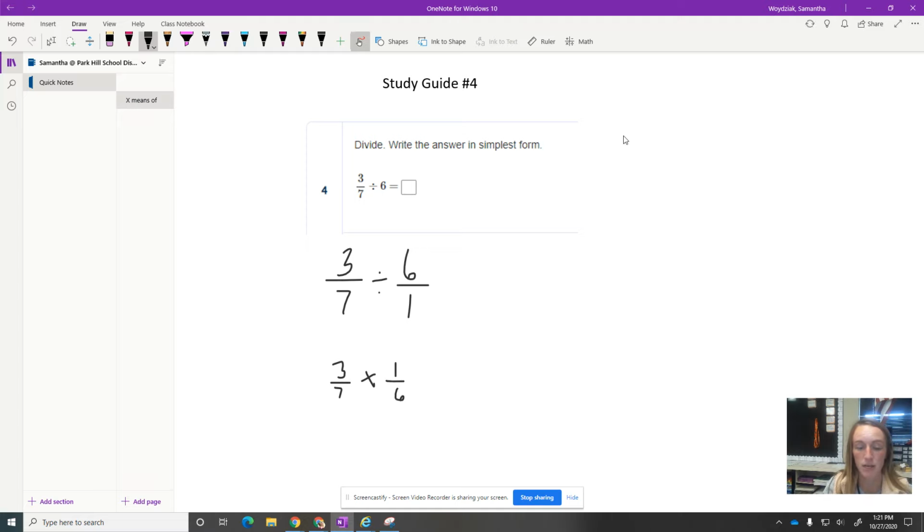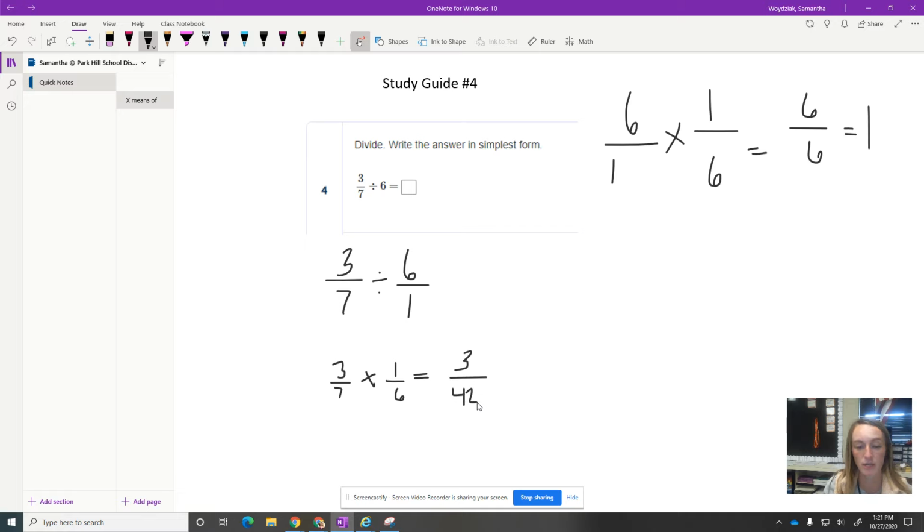And reciprocal means that if I take 6 over 1 and multiply it by its reciprocal, 1 over 6, I should end up with 1. So 6 times 1 is 6, 1 times 6 is 6, and 6 over 6 is 1. So I definitely have the reciprocal. And now I'm just going to multiply. 3 times 1 is 3. 7 times 6 is 42.